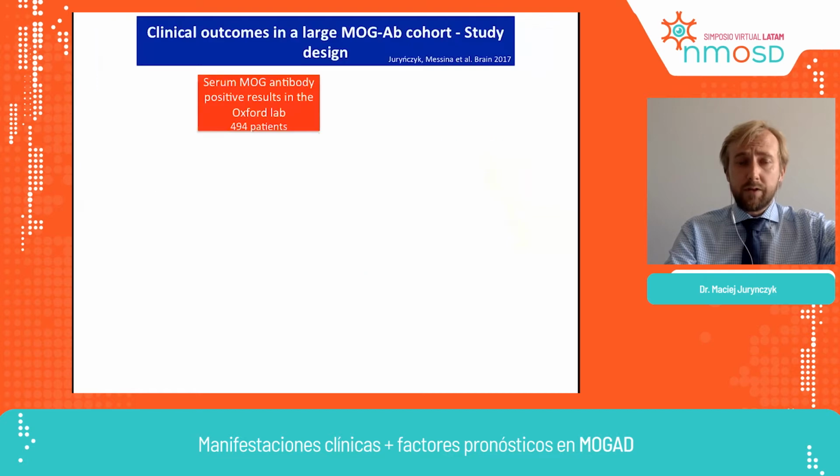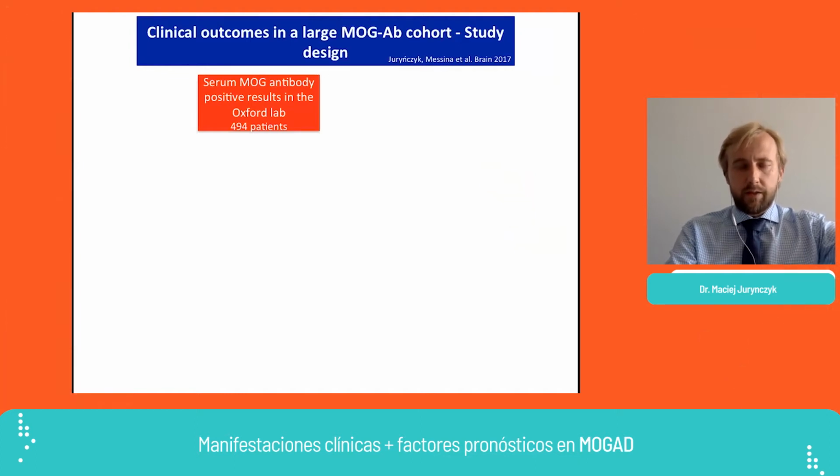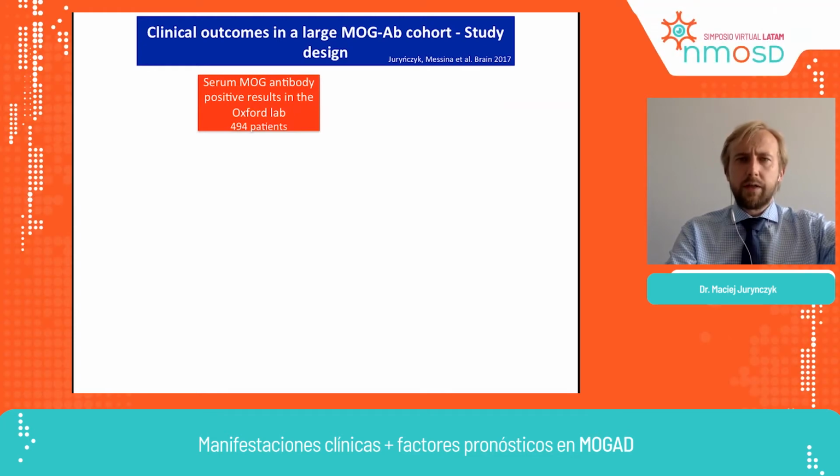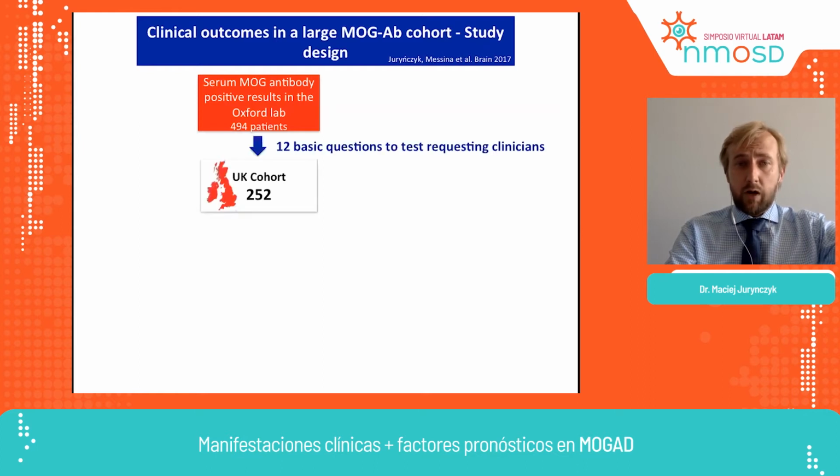A couple of years ago, we carried out a large UK-wide study where we were looking at the whole spectrum of MOG antibody-associated disease in the UK, including both children and adults, and we were interested in all patients who tested positive for MOG antibodies in the Oxford reference lab. We managed to obtain clinical information on 252 patients, and this was our UK cohort.